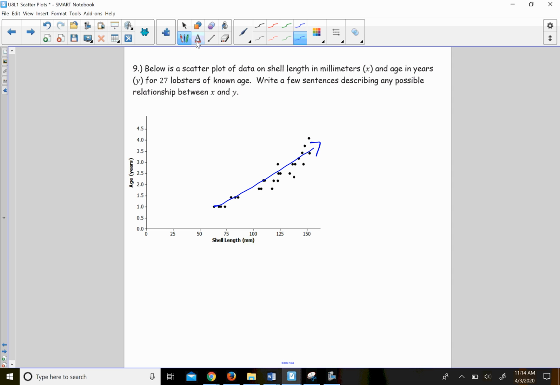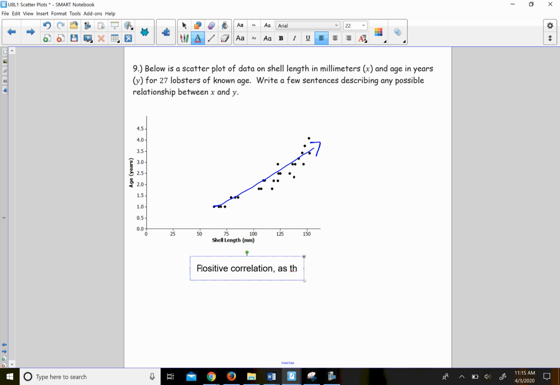So for my description, my few sentences, I'm going to start by answering the question. There's a positive correlation. As the shell length increases, the age of the lobster also increases. So they're moving in the same direction. They're both increasing, so it's going to be a positive. All right, home stretch here.